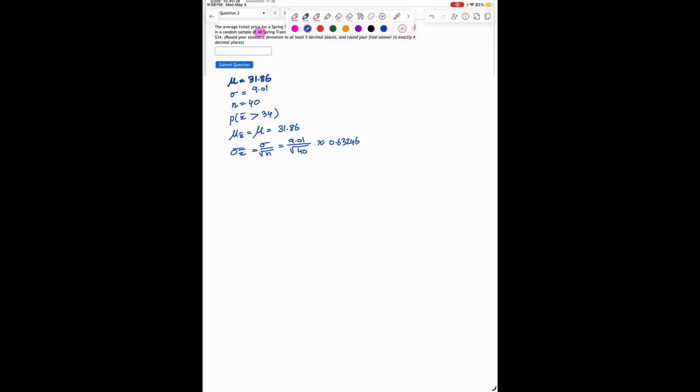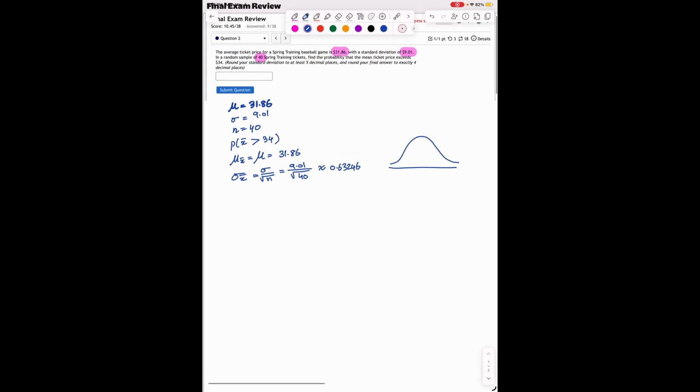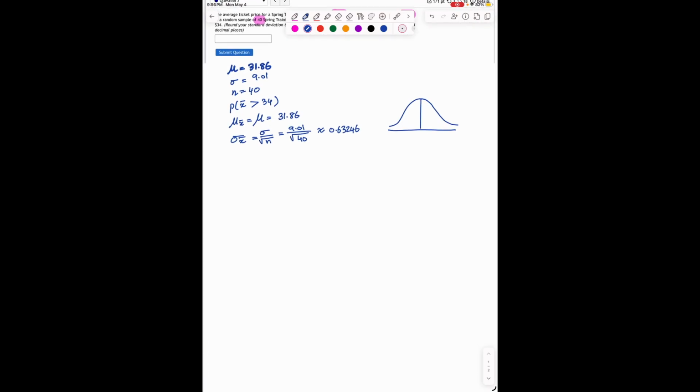Now, how do we use Excel in order to find a probability? Notice how if we draw the graph for this problem, we basically need to figure out the area to the right of 34. Since the mean is 31.86, 34 is approximately here. And we need to find the area to the right of that 34. Let me make it a different color. And the point here is 34.